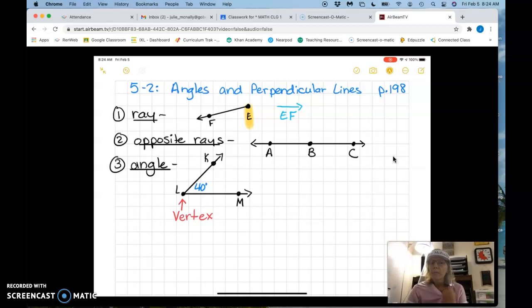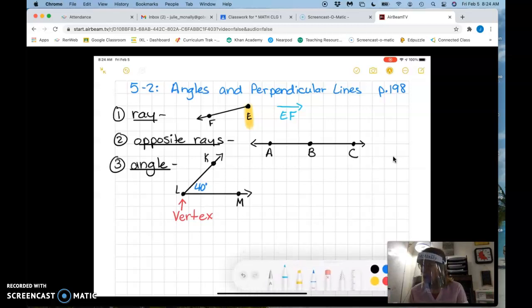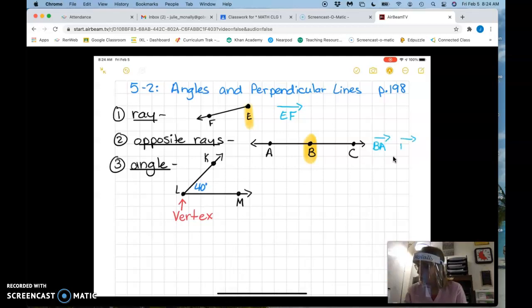And then the next one that we have are opposite rays. Now opposite rays are also called lines because it goes on forever in both directions. To name our opposite rays, again, we're going to start with this middle point because that would be the endpoint of each ray. So I'm going to call this ray BA and ray BC. Start at the endpoint and go out from there to name the rays.